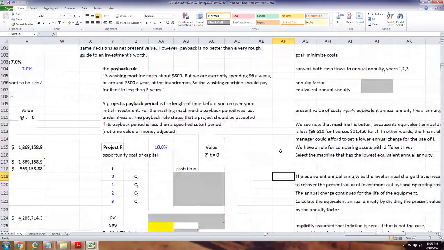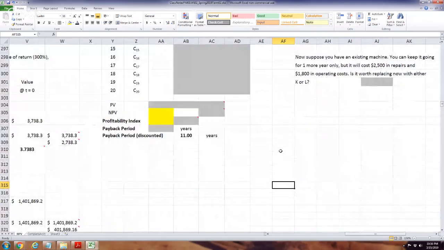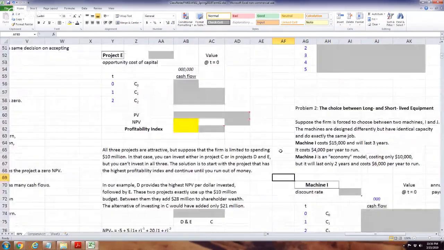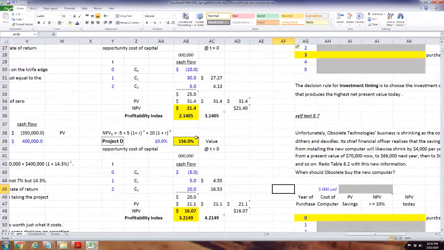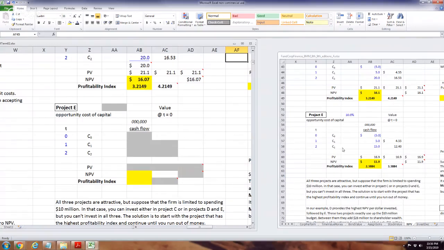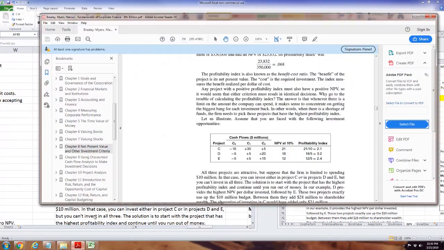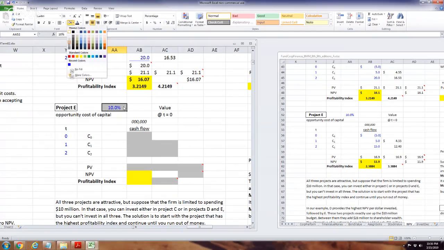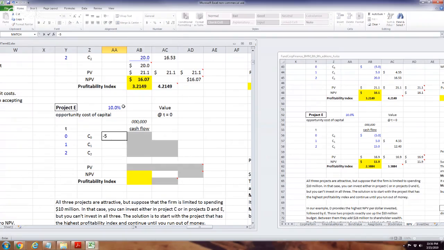We were a little congested for some reason, and I apologize for that. I don't know why I cram it in so much when I'm doing these things. But you should spread it out just a bit. Project E is here, minus 5, 5, 15. So you're still looking at a 10% discount rate. This is minus 5. Oh, here, minus 5. And this is 5. This is 15.